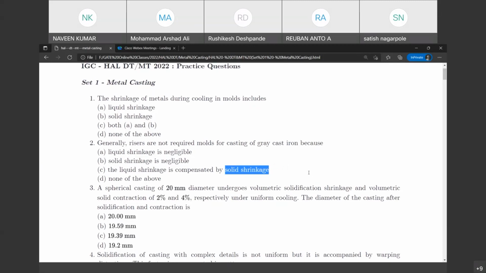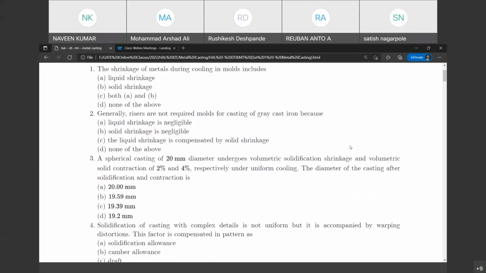Am I right or wrong? You never know about liquid shrinkage, right? So actually, there is some liquid shrinkage in gray cast iron, and that liquid shrinkage will be a little bit, not much, compensated by solid shrinkage. The solid shrinkage is expansion, right? Liquid shrinkage is shrinking. Solid shrinkage is expanding. So it's not shrinkage, it's solid expansion, right?